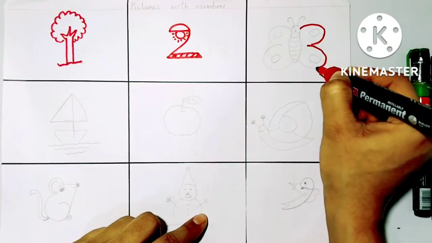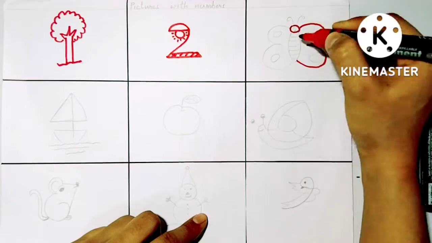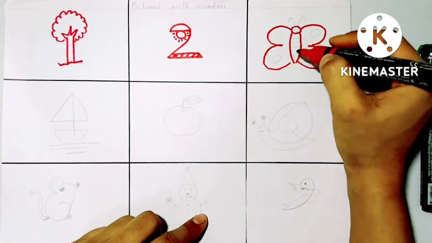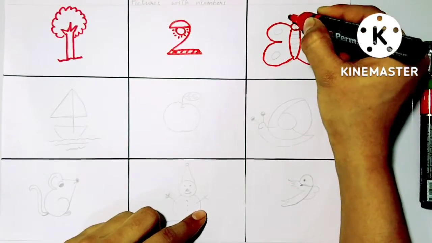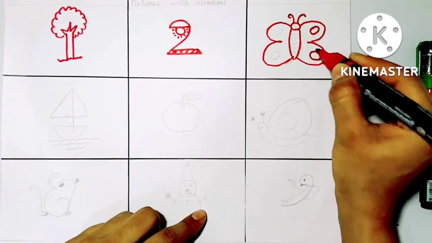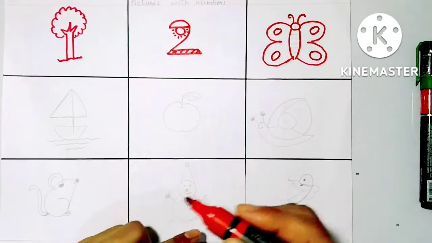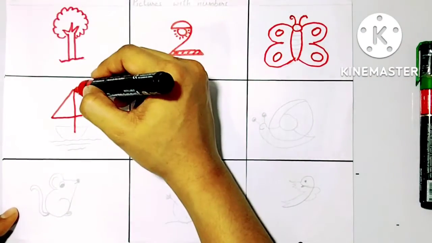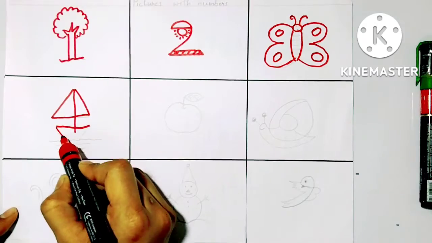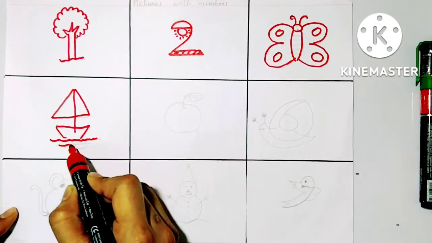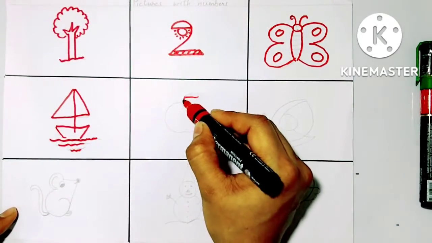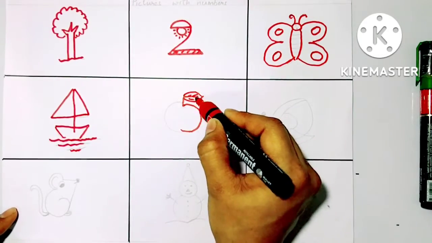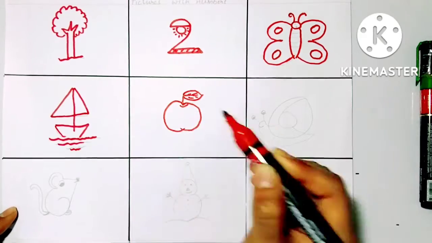This is 3, and 3 turns into a butterfly. This is 4, and we can make a boat with digit 4. This is 5, and 5 changes into an apple.